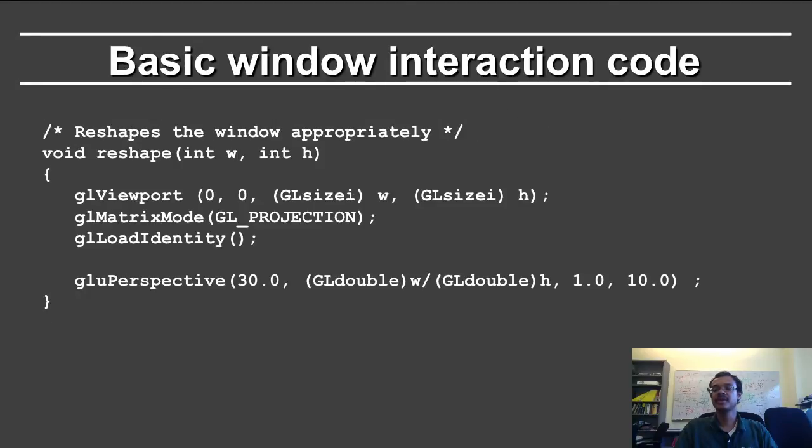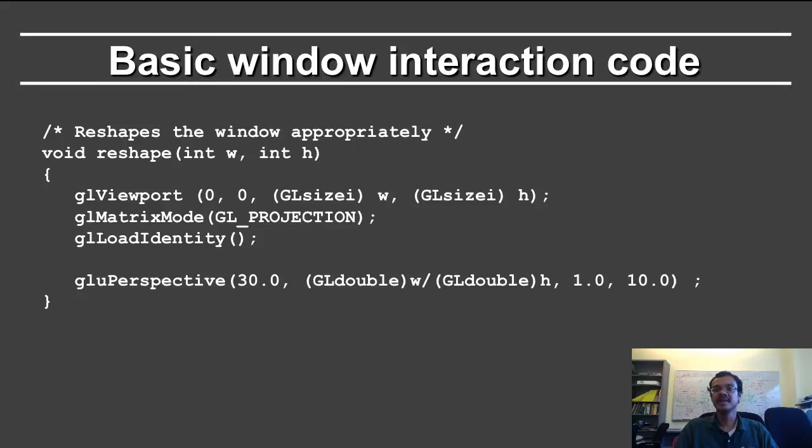The reshape is another callback. So if I reshape the window with some width and some height, I set my GL viewport command to that width and height. This is one place where we use GL viewport. Look what happens next. I go to the projection matrix, I load it with the identity, and then I give the GLU perspective command where the only thing I change is the aspect ratio of width to height.